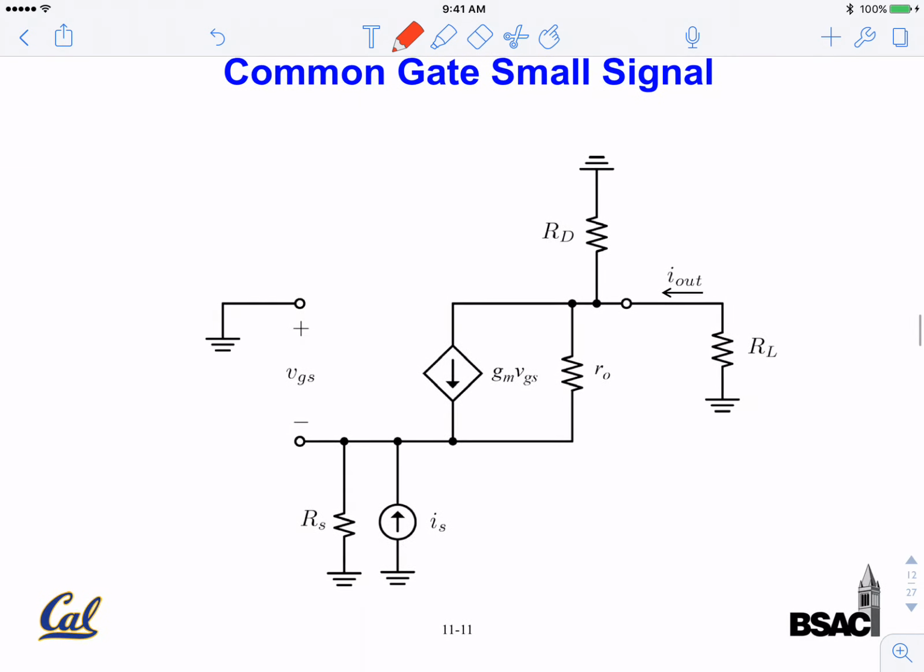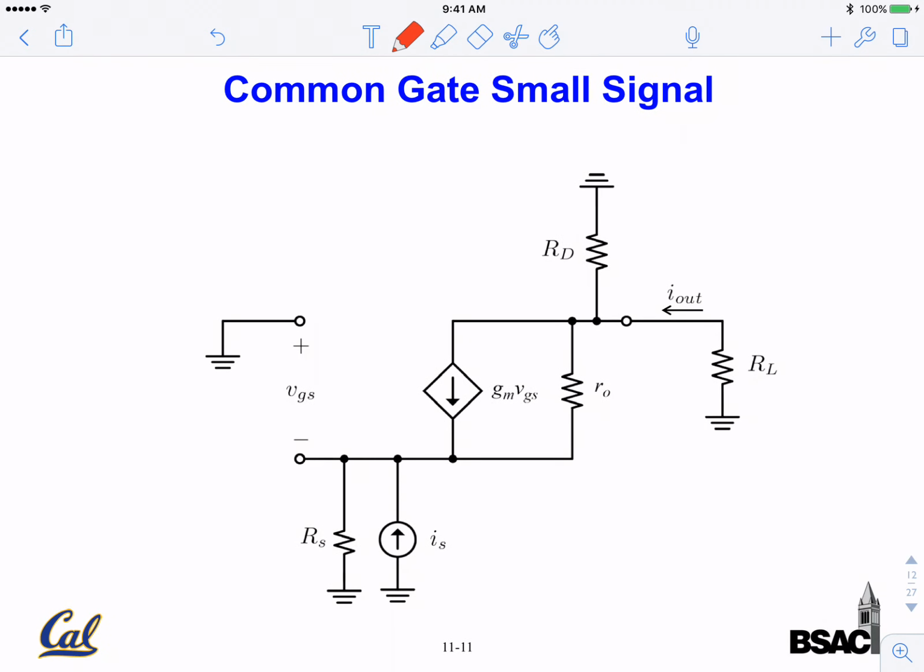So the next step is to replace the transistor. So the transistor is basically represented by this block here, right? So this is our transistor, standard pi model.